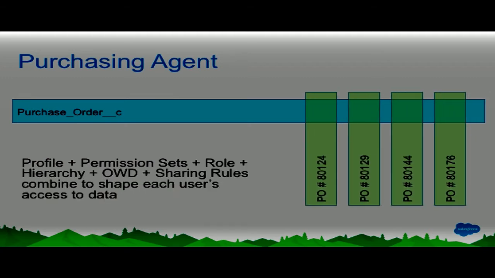So the profile plus permission sets are how we know that the purchasing agent can access that object and the fields on that object. Those are the 2 things that you might use to give access to a record type, to a data type into the fields. And then the role plus the hierarchy plus org-wide defaults plus sharing rules, if there are any, will all combine to create this intersection between the data type and the individual records, and to, again, shape each user's access to data. So some other purchasing agent in a different part of the organization may not be able to see these purchase orders, but might be able to see different purchase orders.